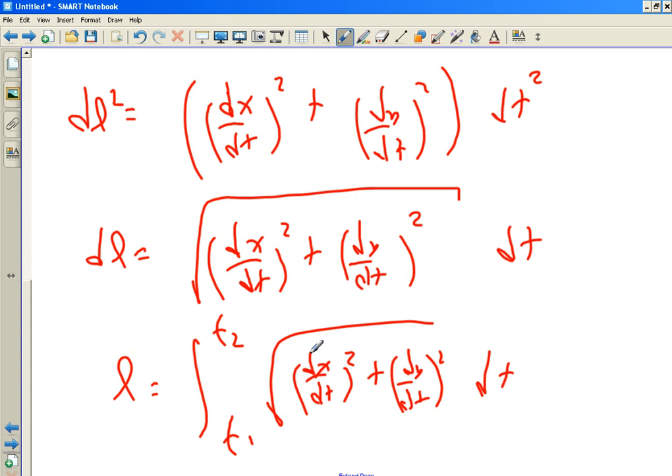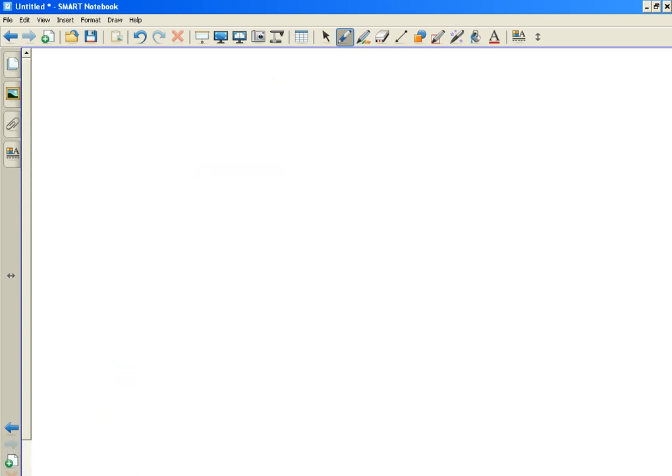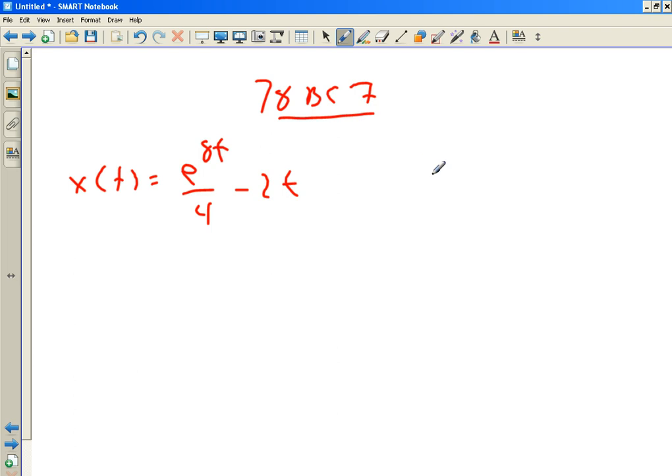Are you ready? It's just this. All right, here we go. Take a look at 78 BC 7, which says x of t is given. It's e to the 8t over 4 minus 2t. And y of t is given. And that's e to the 4t. That's a 2t, yeah. Okay? That's what's given, part A. If that's your position, what's your velocity?